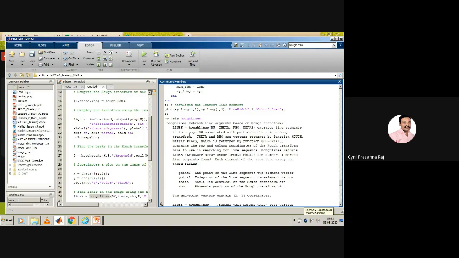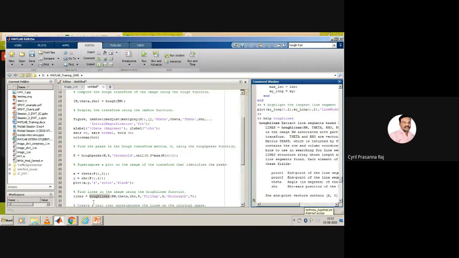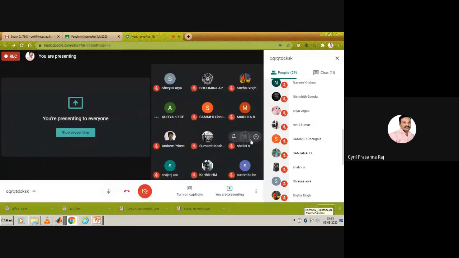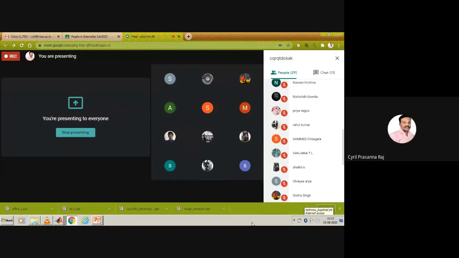Is that okay? Okay, sir. So any other queries regarding the Hough transform? Sir, why do we rotate the image, sir?